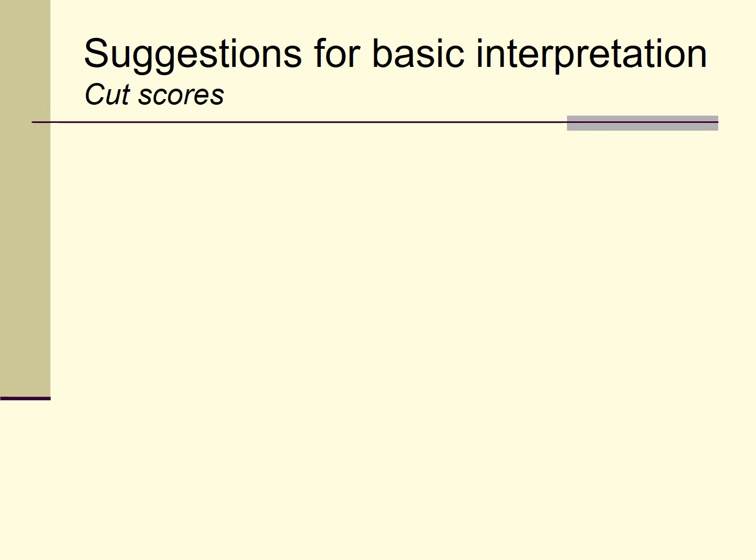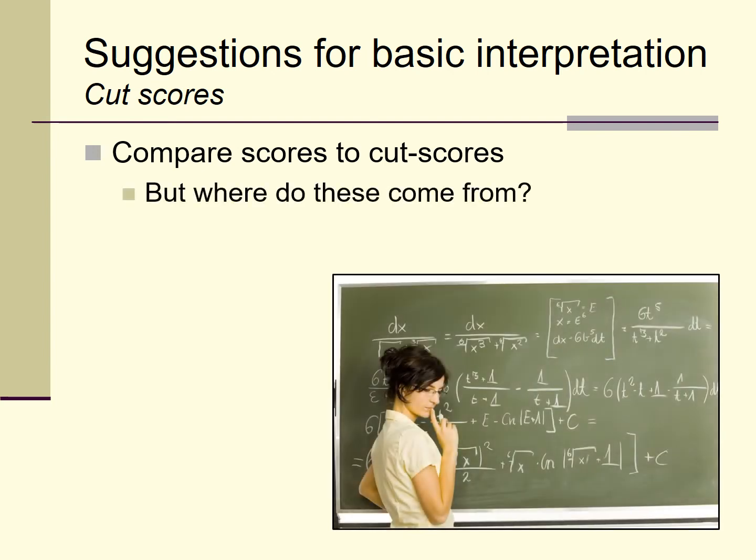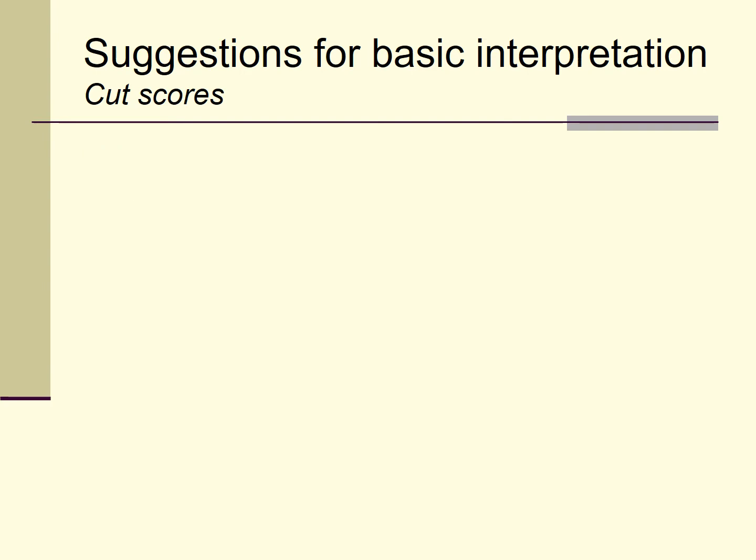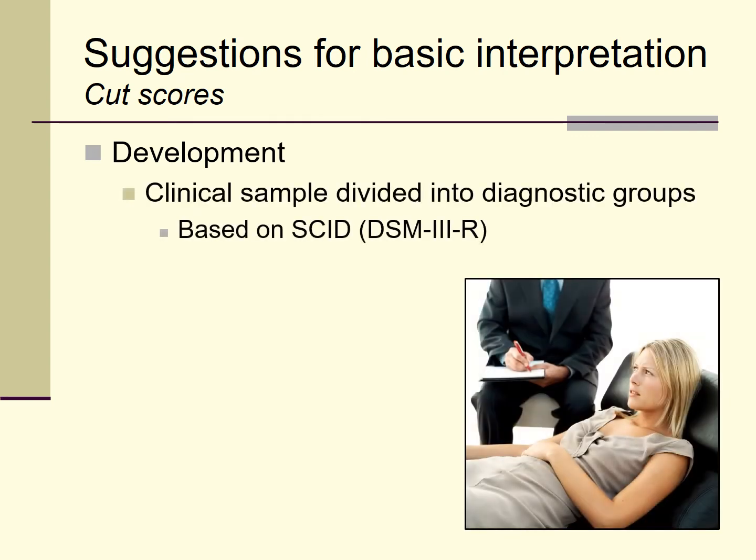What about getting a little bit more complicated and considering cut scores? Well, we can compare that score that an individual person has, or the scores of a group of people, to some cut scores. And you may be wondering, all right, well, we've talked about cut scores before. Where do these cut scores come from? Let's talk a little bit about the development of the Beck Depression Inventory. It was originally developed to compare a clinical sample that had been divided into diagnostic groups. People who had depression, people who didn't have depression. And back in the day, this was based on the symptom lists in the DSM-III-R as reflected on the SCID structured clinical interview.